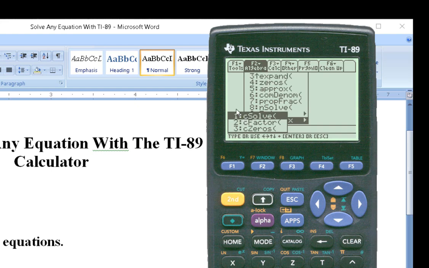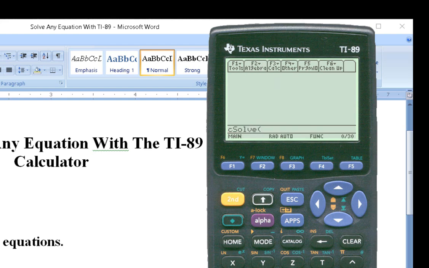So hit enter to access that one, and then I enter the equation. Okay, equals 0, and then indicate the variable as usual. Hit enter. Okay, so I get, you can see the I there. You can't see the whole solution, so I'm going to have to scroll to the right.